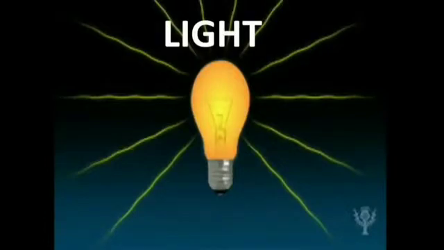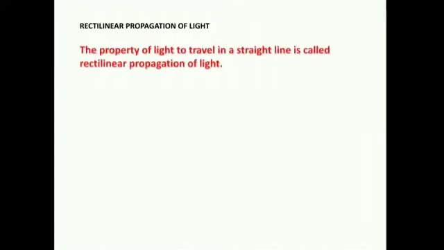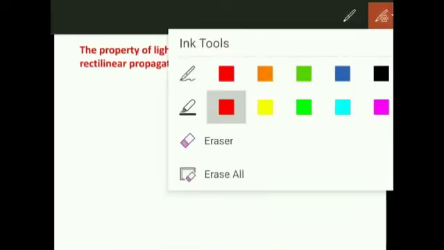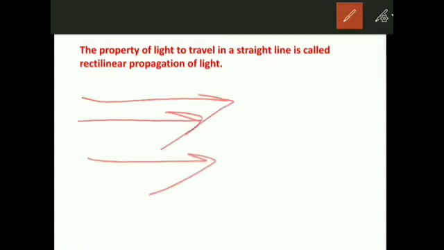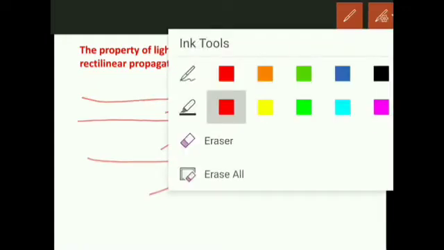So we have seen the light in the first session. Now today we are going to see the forward topic, and the first topic is propagation of light. The property of light to travel in a straight line is called rectilinear propagation of light. It means light always travels in a straight path.